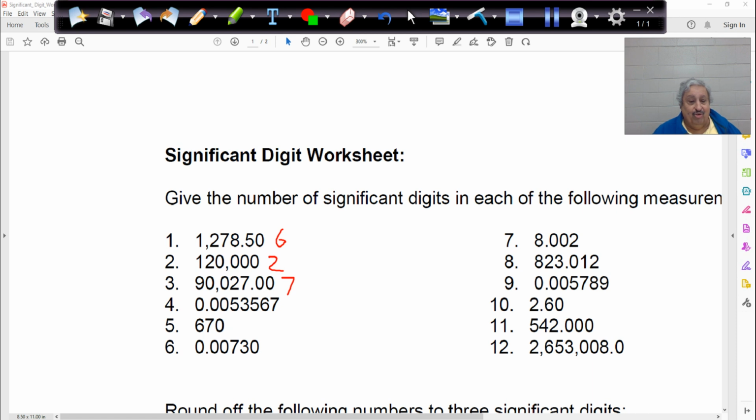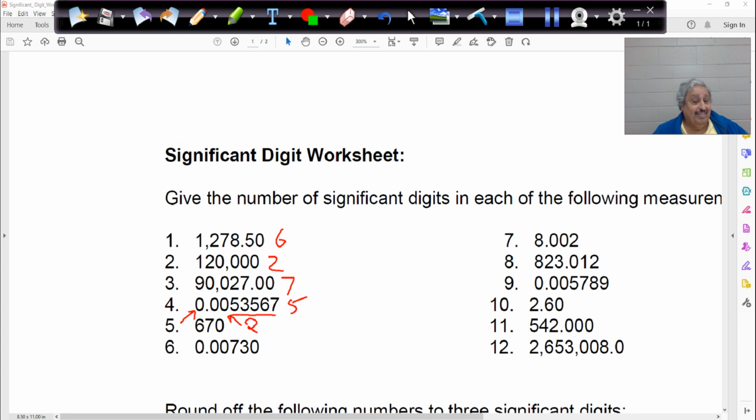So how about number 4? How many? 5. So these are leading zeros. There is no exact number before them, so the only significant ones are the whole exact numbers, which is 5, correct? So how about number 5? 2 or 3? 2. Why is it 2? A decimal is missing, correct? This is 2.